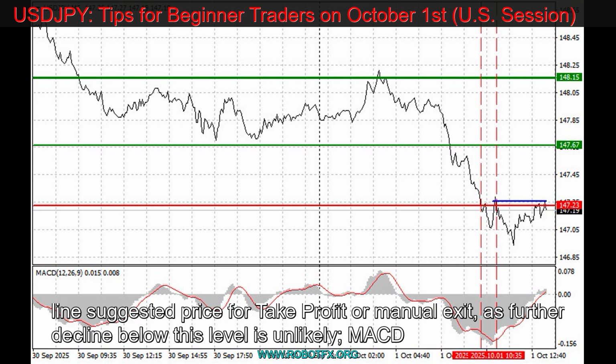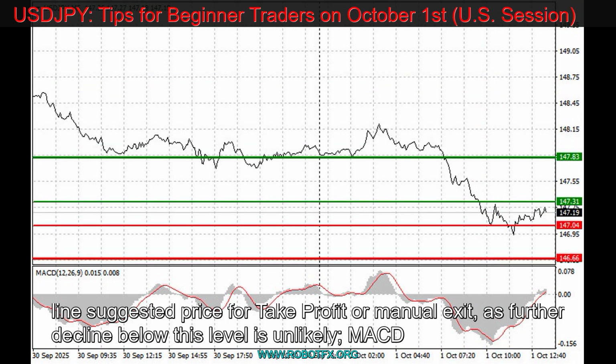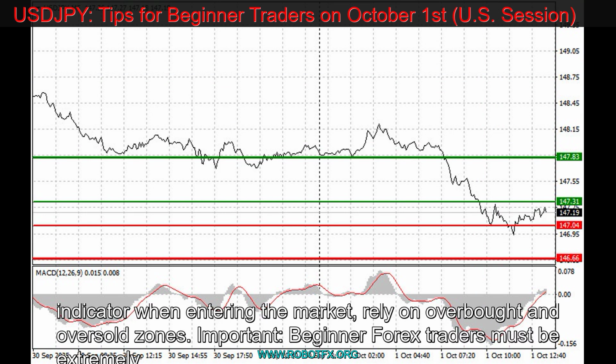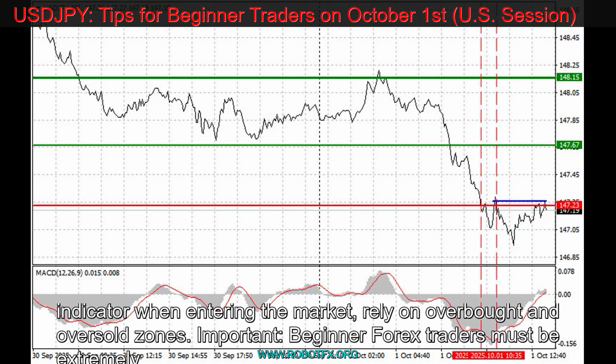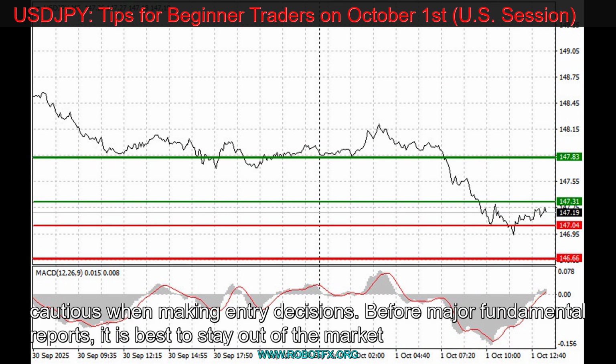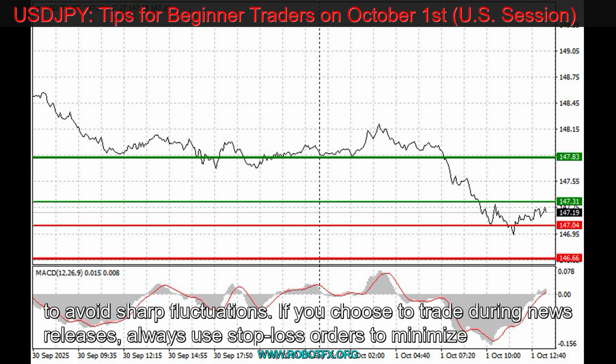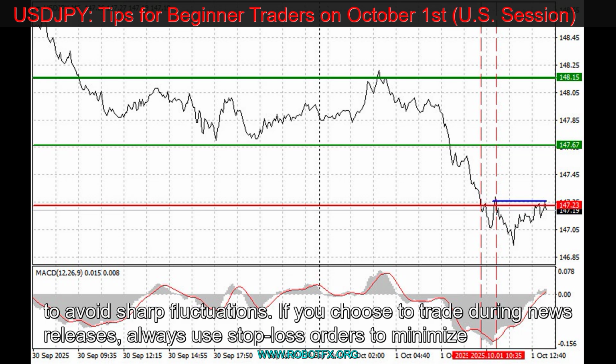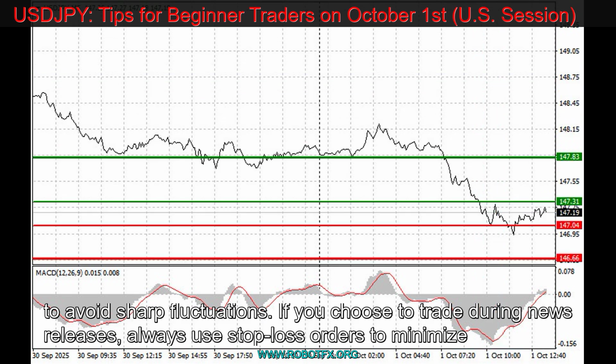Important! Beginner forex traders must be extremely cautious when making entry decisions. Before major fundamental reports, it is best to stay out of the market to avoid sharp fluctuations. If you choose to trade during news releases, always use stop-loss orders to minimize losses. Without stop-losses, you can quickly lose your entire deposit, especially if you skip money management and trade large volumes.